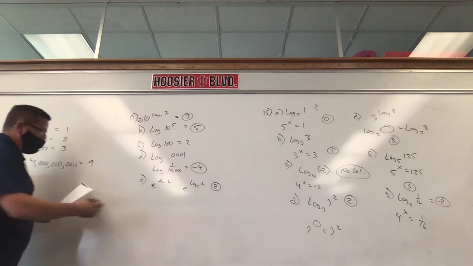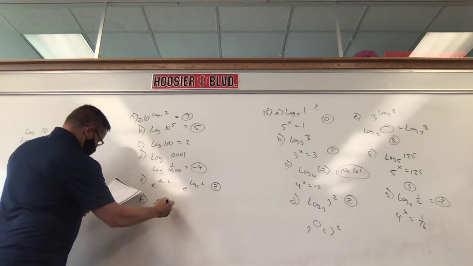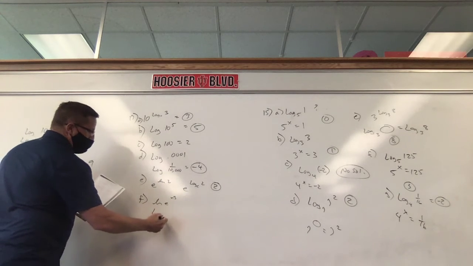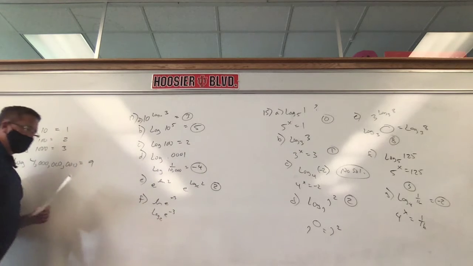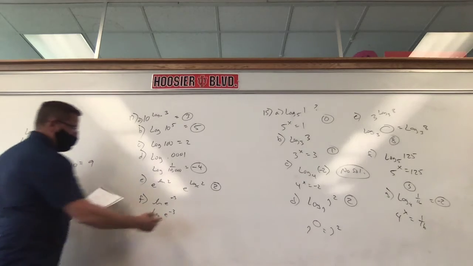Okay, and F. Natural log of e to the negative third. Well, it makes it easier to write the log base e of e to the negative 3. Any guesses? Again, this is a real quick, easy one. It's just negative 3.